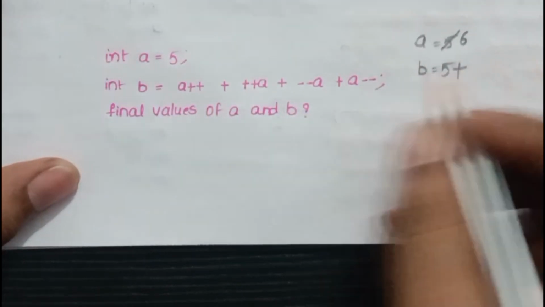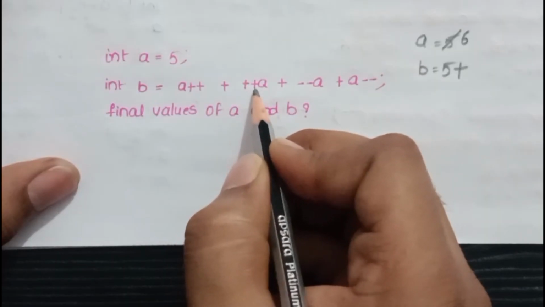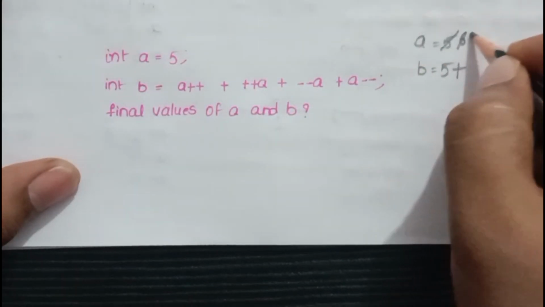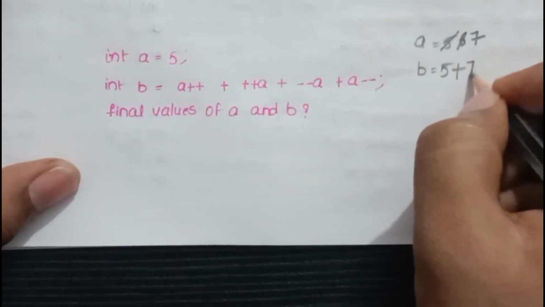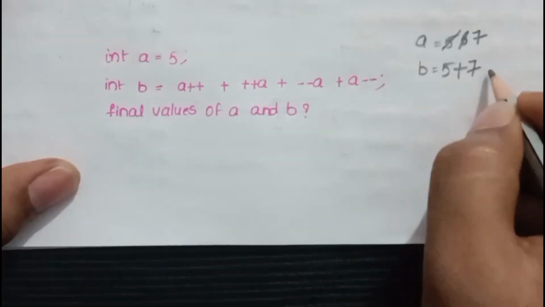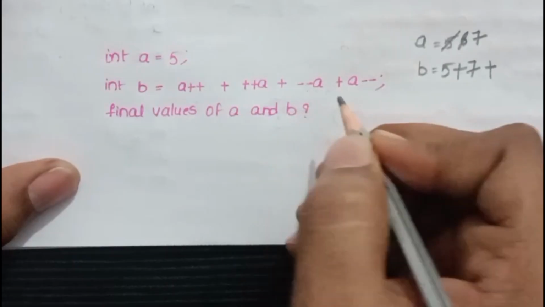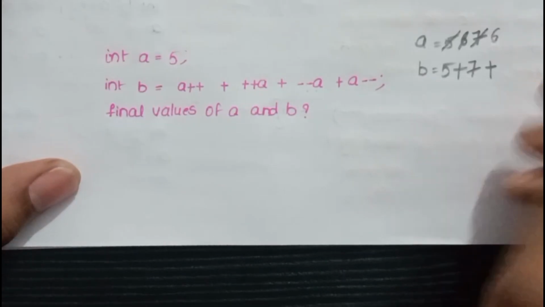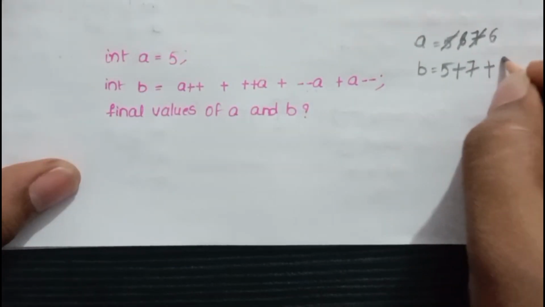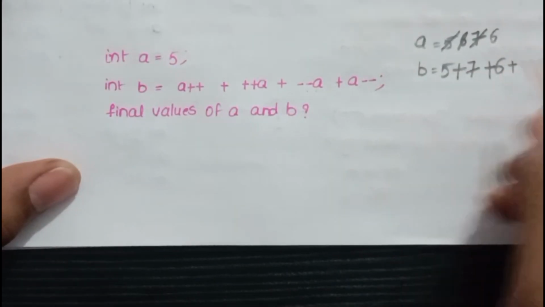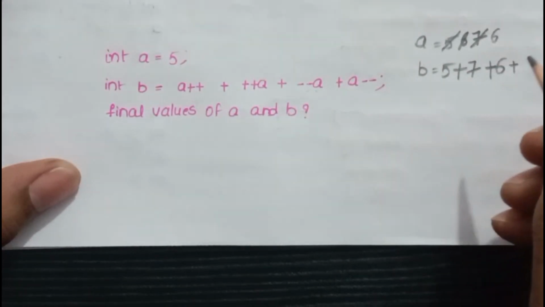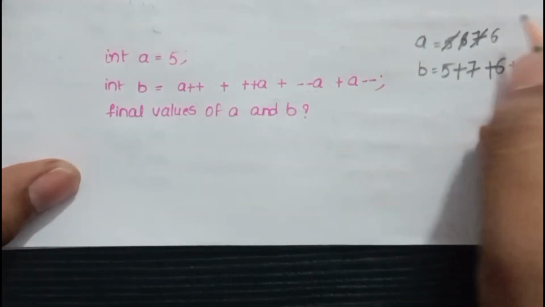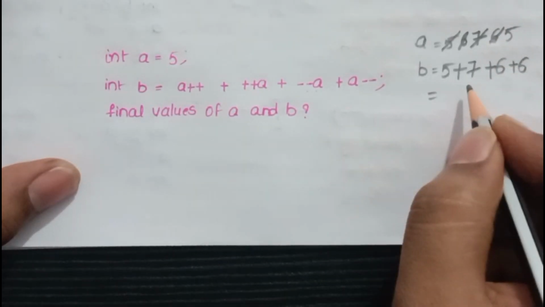Plus plus A, meaning first increment the value. This is known as pre-increment, right? First increment the value and then use the value. We are using 7. Plus minus minus A, meaning first decrement the value. We are decrementing and storing value 6. Plus A minus minus, first use the value of A, that is 6, and then decrement by 1, 5.